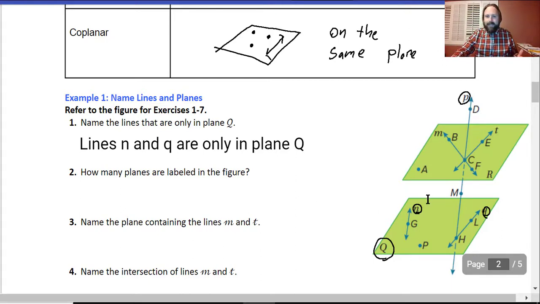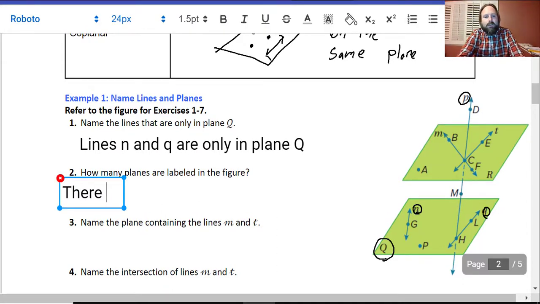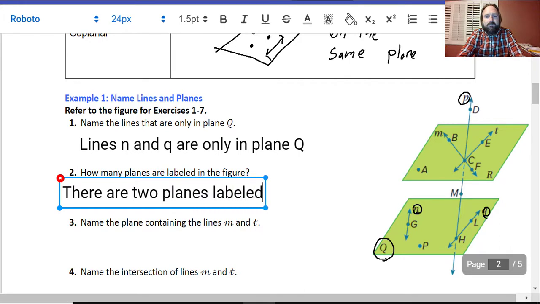So if I look at any of these, I would technically have planes all the way across. So here's a plane, here's a plane, here's a plane. But they're not labeled. So that's the main thing. We understand that there's a multitude of planes, but they're not labeled. So looking at this, it looks like I have plane R and Q. So I'd say there are two planes labeled. And then I'd be specific and say R and Q. There we go.